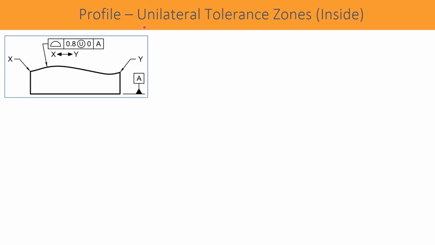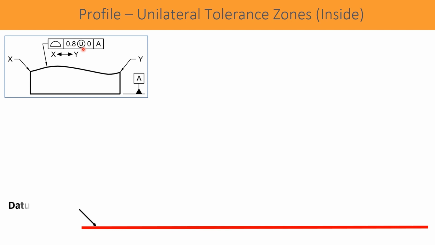Now, let us discuss the unilateral tolerance zone. Unilateral means the tolerance zone is either above the nominal profile or below the nominal profile. The indication reads like this: profile 0.8 and there is a modifier called unequally disposed. So, what is the meaning of this? Let us understand through this diagram.